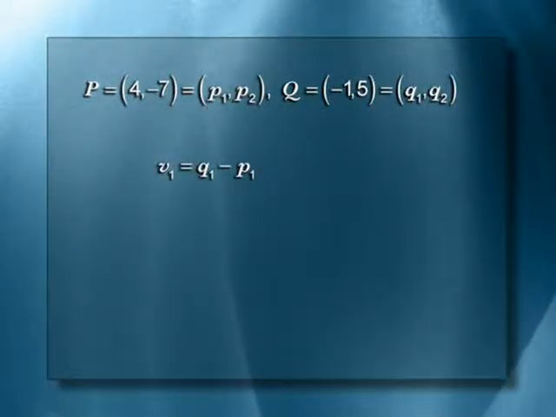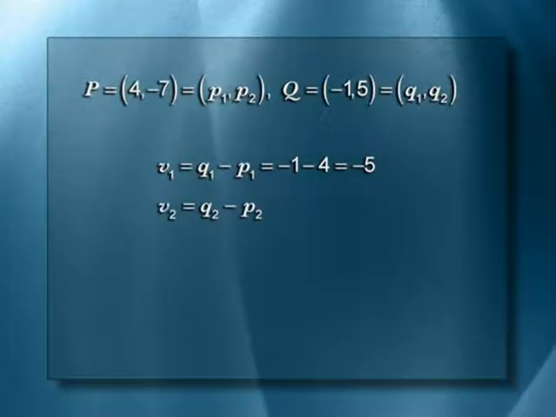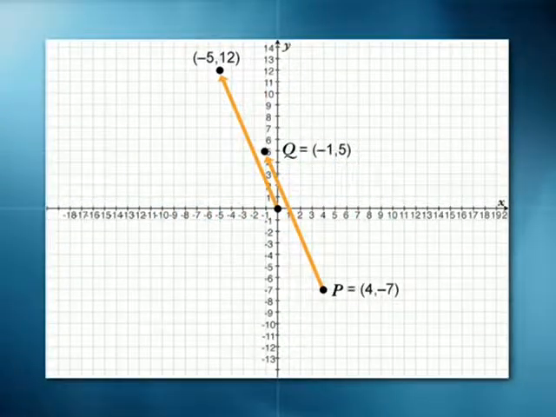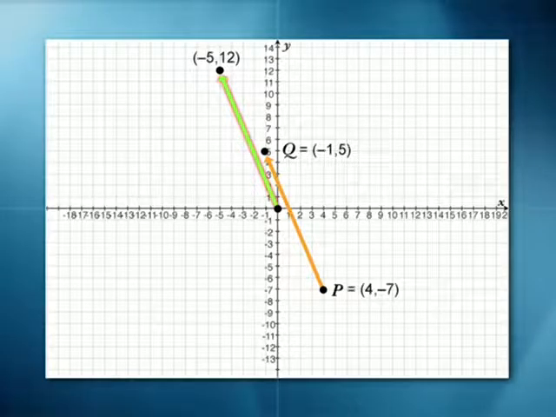v1 is Q1 minus P1, or -1 minus 4, which is -5. v2 is Q2 minus P2, 5 minus -7, or 12. So in standard position, we have the component form [-5, 12]. Here's a picture of that. There's the original vector PQ, starting at (4, -7) and finishing at (-1, 5). We've now constructed an equivalent vector, an equivalent directed line segment starting at the origin and going to (-5, 12). That's the same vector.